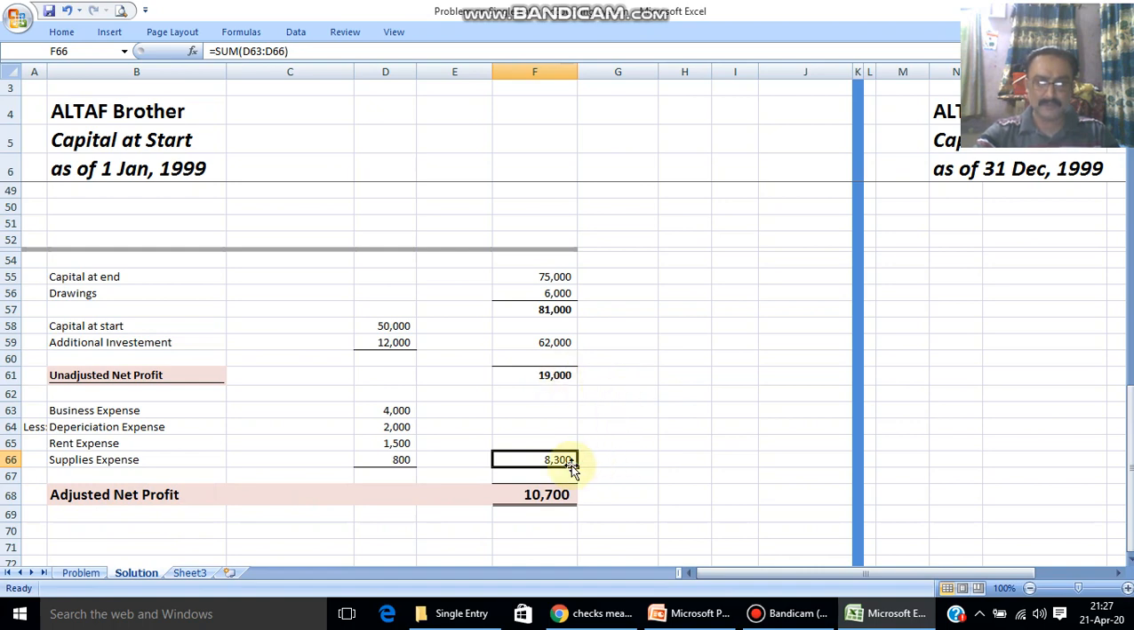From this amount we will be deducting this amount, and at the end we will be having 10,700.